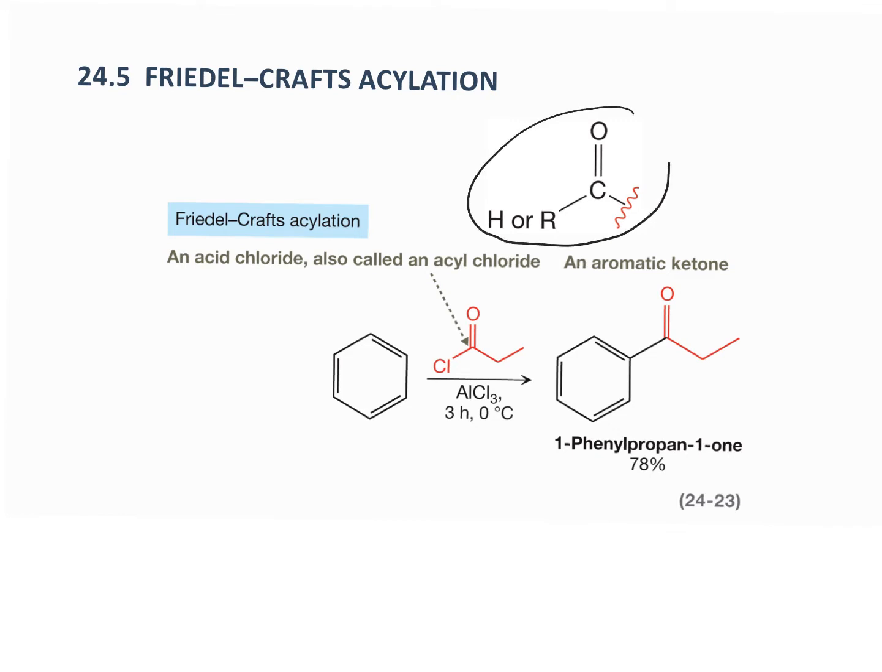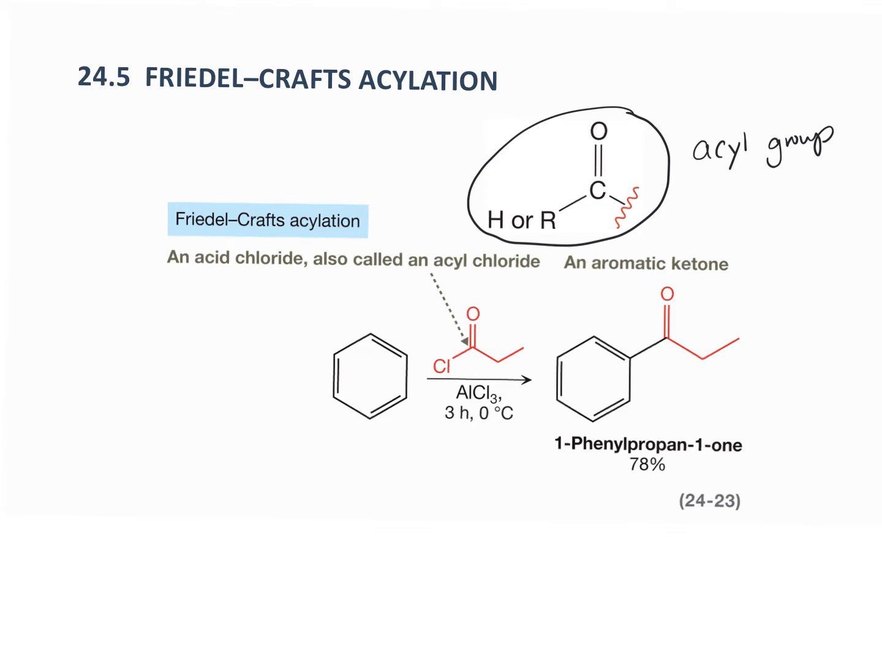Now, right here, when we talk about the acyl group, which I added an extra E in, so let me back that up. What we're really talking about there is either an R or an H with a C double bond O. And so when we do this, it produces an aromatic ketone, which is shown here.